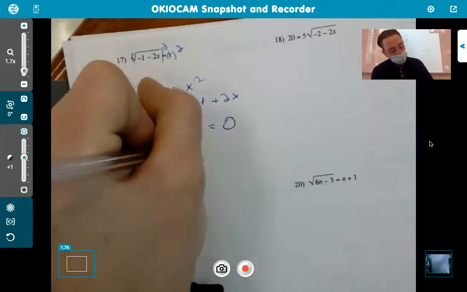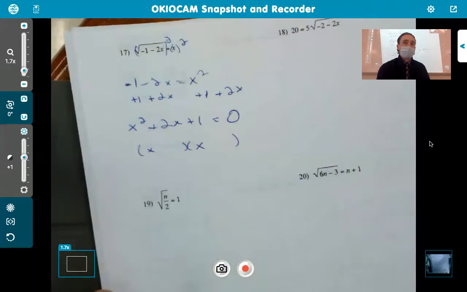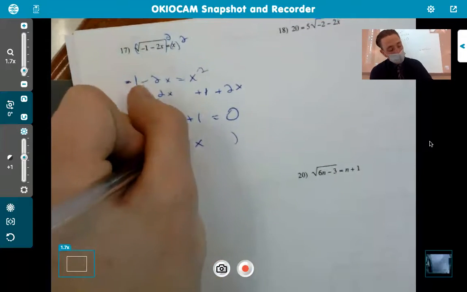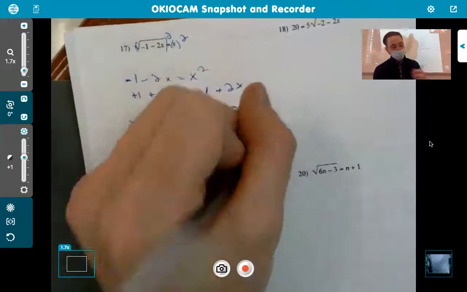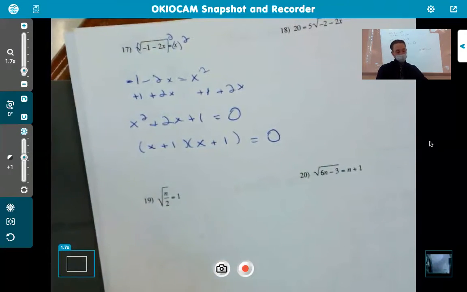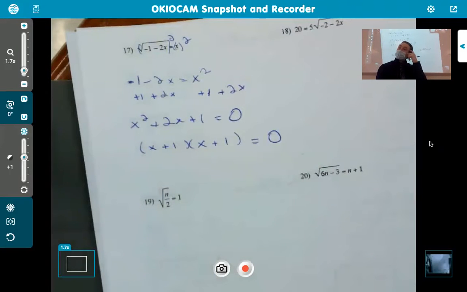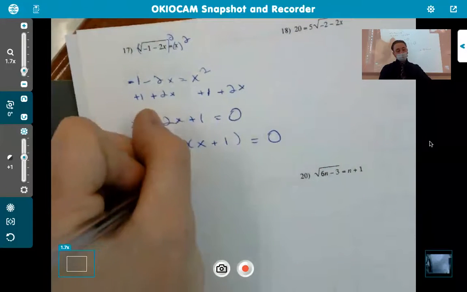Well, factoring this is going to be really easy because what's the only factor of 1? 1, right? So I have x plus 1, x plus 1. I'll give you a second there to jot that down. I know I'm kind of moving a little bit quickly. And then what would my solution be? Negative 1.